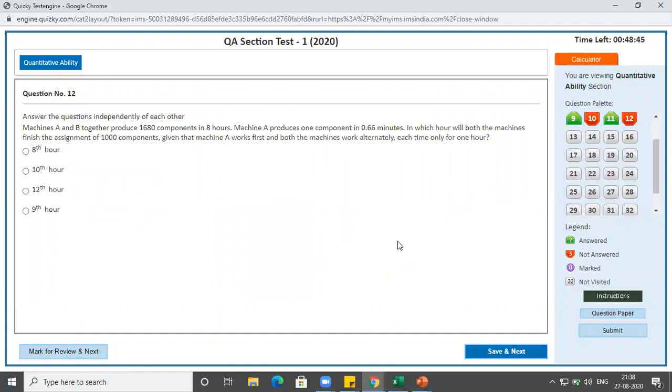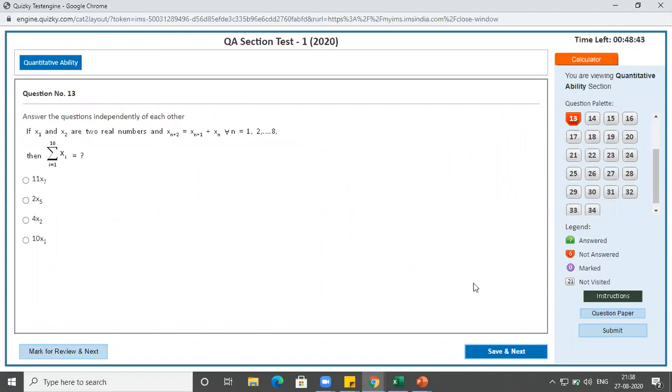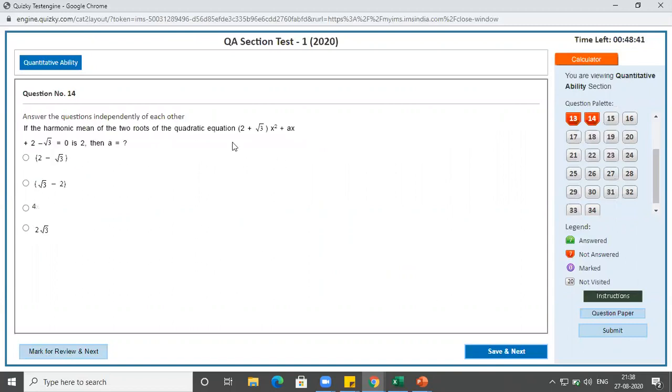Machines A and B. Okay, next round 2 में करूँगा इसको. Okay, algebra, absolutely round 2. If ever I reach.